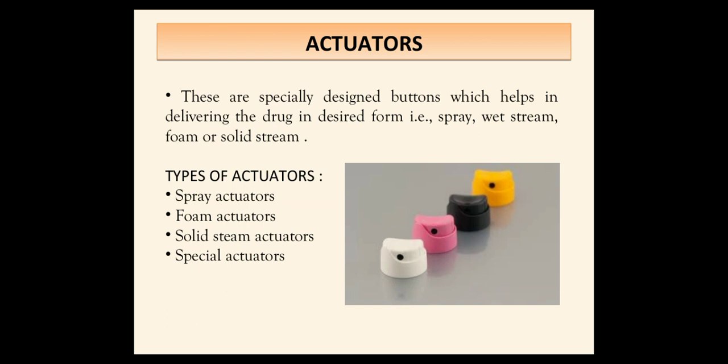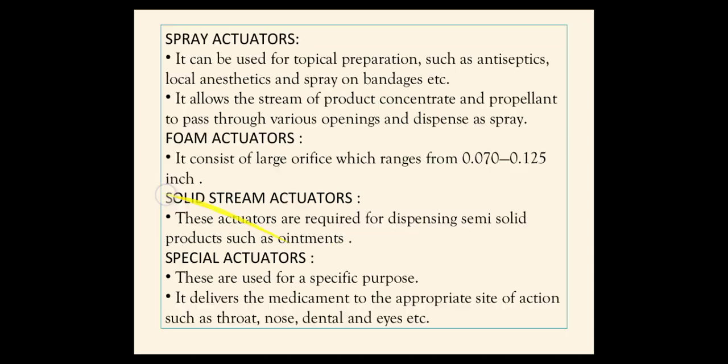from the aerosol. In what form this product is going to come out depends on the type of actuator. Based on that we have various types of actuators: spray actuator, foam actuator, solid stream actuator and special actuator. Spray actuator can be used for topical preparations such as antiseptic, local anesthetic spray or bandage, etc. It allows the stream of product concentrate and propellant to pass through various openings and dispense as a spray.